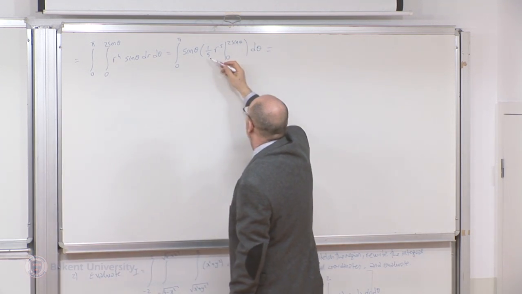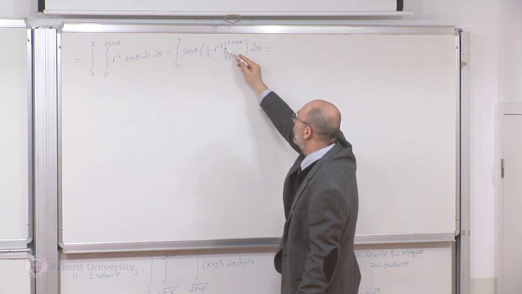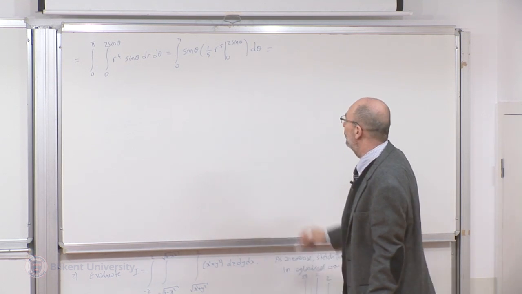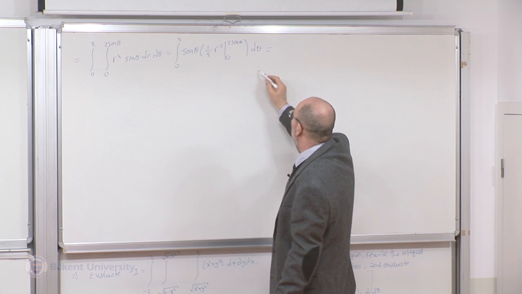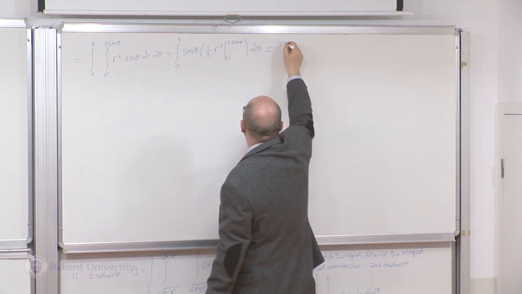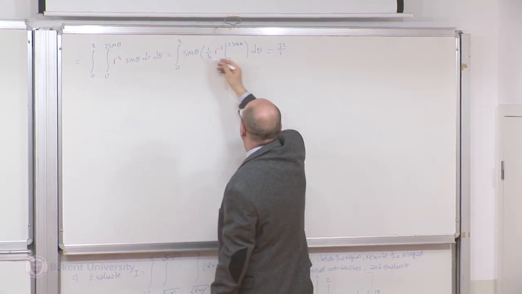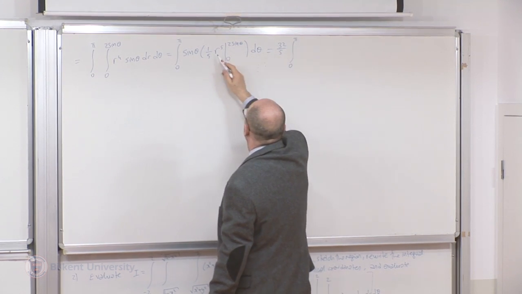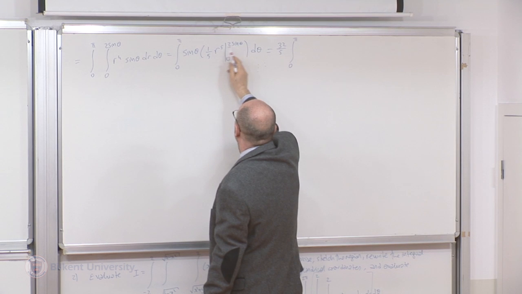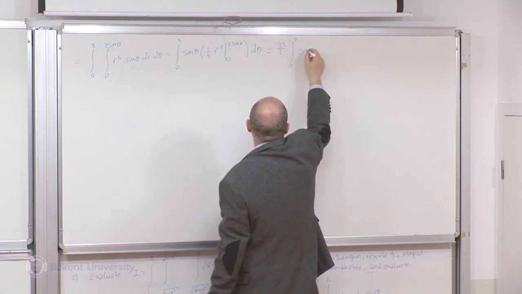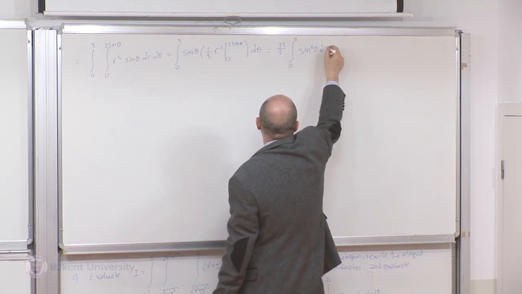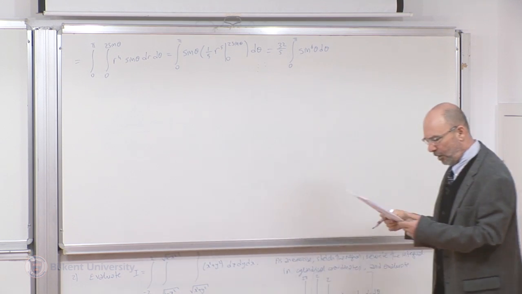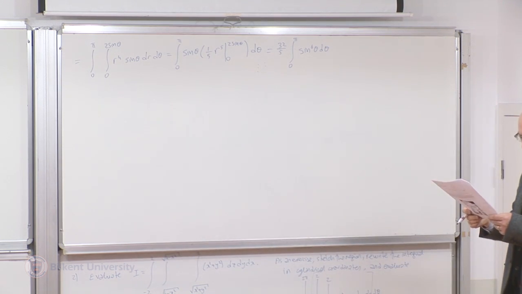So 2 to the 5 is what? 32. 2, 4, 8, 16, 32. 32 over 5. So that's what comes out of here, 0 to pi. And I have sine to the power 5, another one here, sine 6 theta d theta. Okay, so finally, this is what we have.